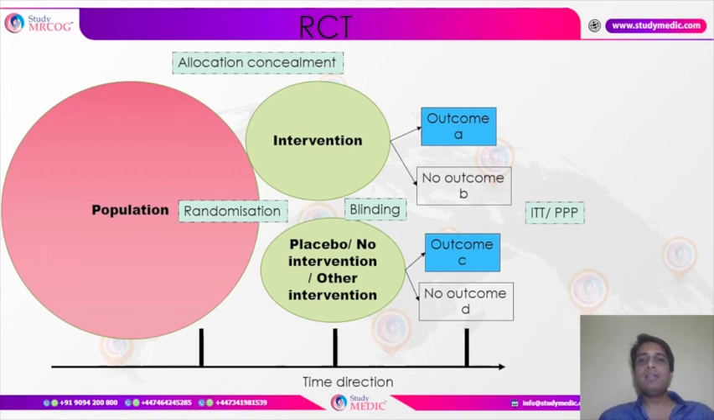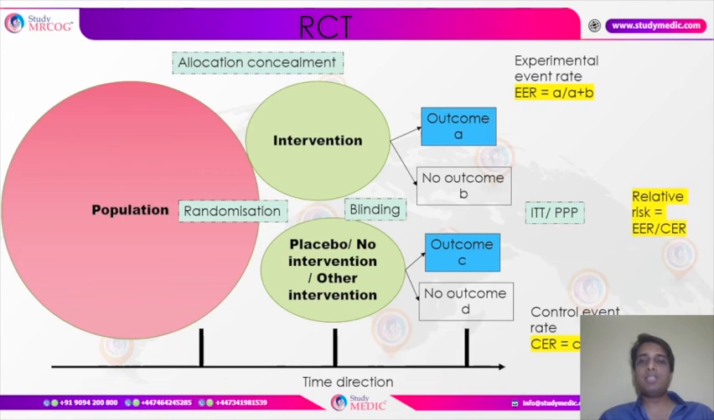Then we calculate, using the theory of intention to treat or per protocol, the experimental event rate, which is nothing but the incidence rate of outcome in intervention, A by A plus B. The control event rate, incidence of outcome in no intervention, is C by C plus D, and we can calculate the relative risk.